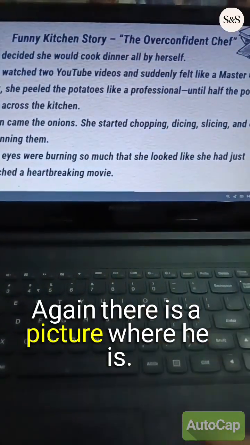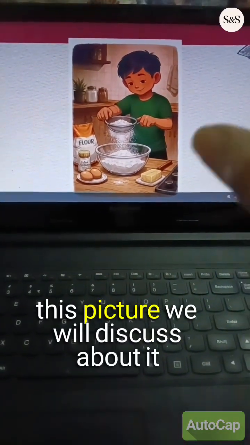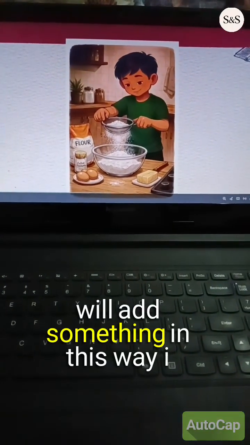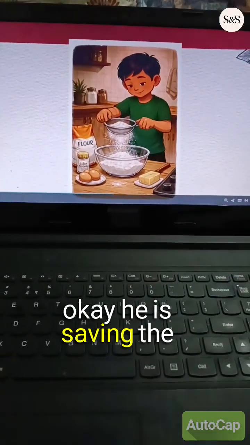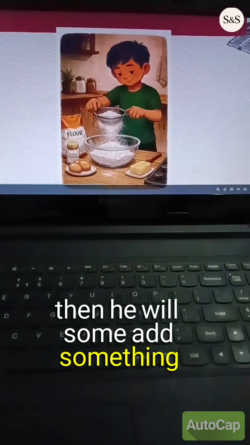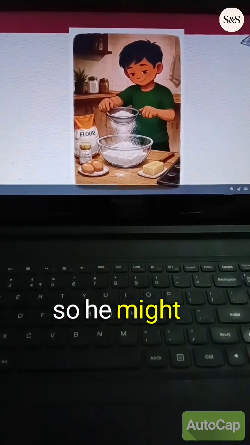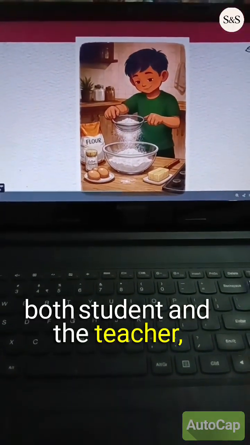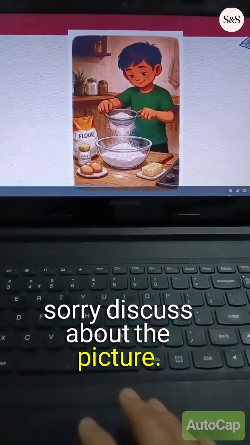Again there is a picture where he is sieving the flour. So like this we will discuss this picture. He will say something, what he is doing, then I will add something. In this way it's not like only the student will speak. I will also discuss, okay, he is sieving the flour, I think he is making some cake. Then he will add, yes ma'am, he is making some cake because there is butter and eggs also there. So he might be baking a cake, preparing the cake batter. Like this, student and teacher, we both discuss the picture.